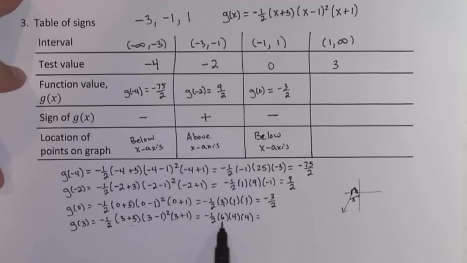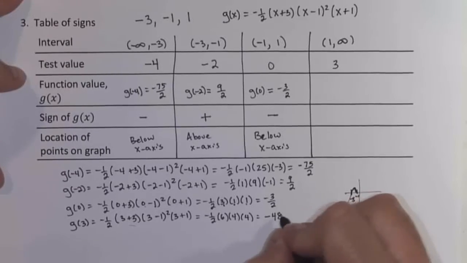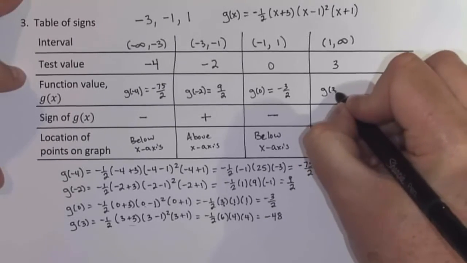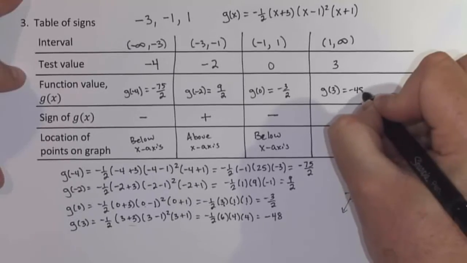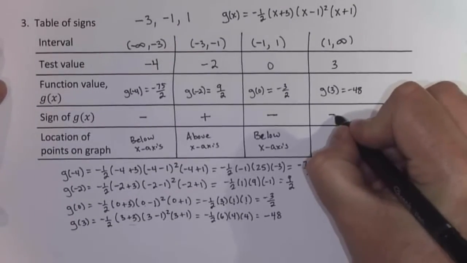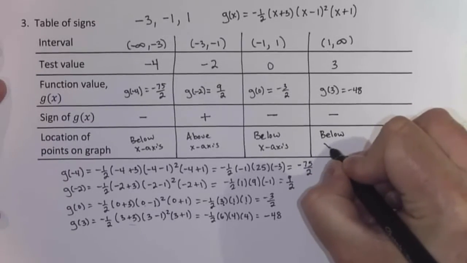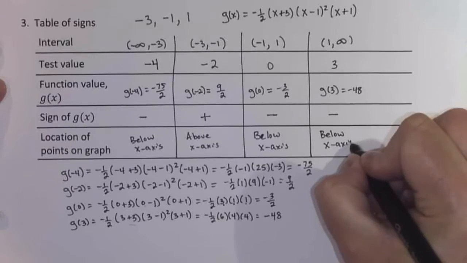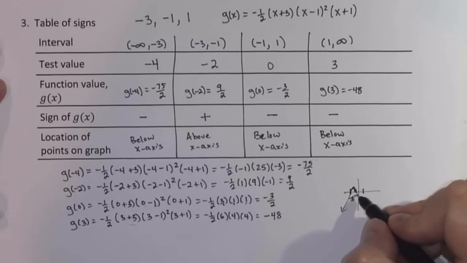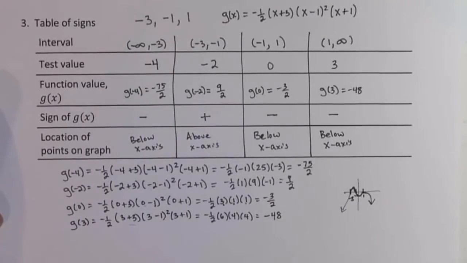So we have negative 1/2 times 6, which is negative 3. Negative 3 times 4 is negative 12. And negative 12 times 4 is negative 48. So g of 3 is negative 48. And the sign of that is negative. So again, for this interval, we're going to be below the x-axis. So between negative 1 and positive 1, we're going to be below the x-axis, and to the right of positive 1, we're still going to be below the x-axis.